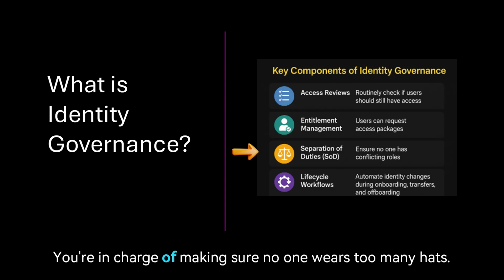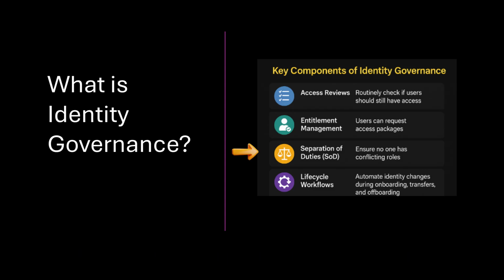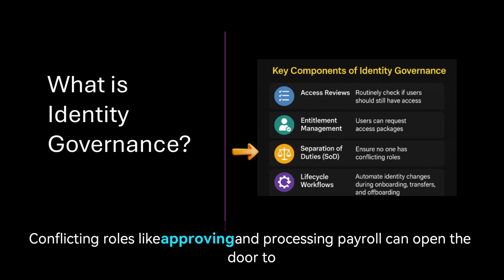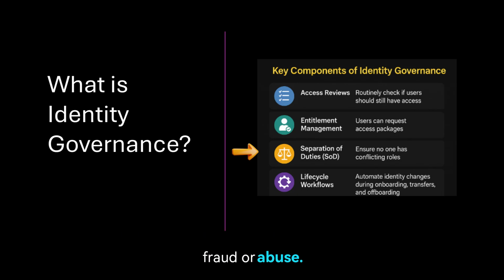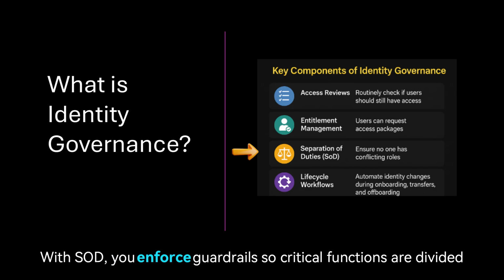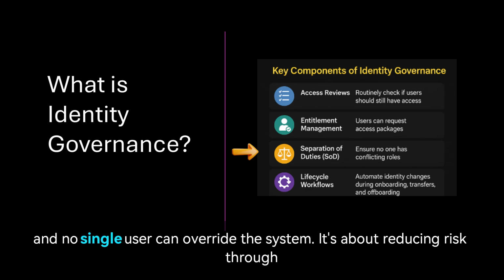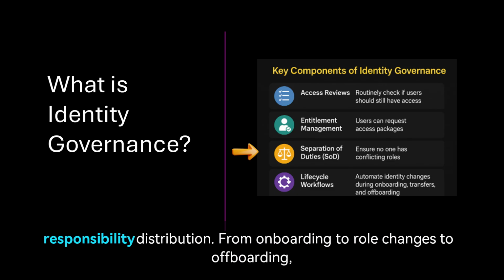You're in charge of making sure no one wears too many hats. Conflicting roles, like approving and processing payroll, can open the door to fraud or abuse. With SOD, you enforce guardrails so critical functions are divided and no single user can override the system. It's about reducing risk through responsibility distribution.